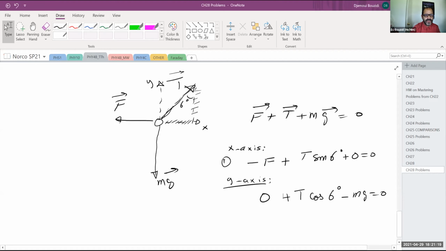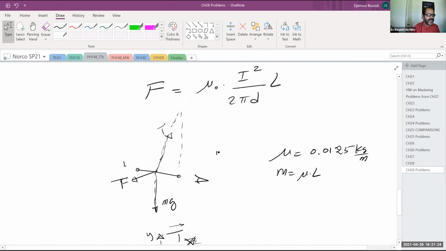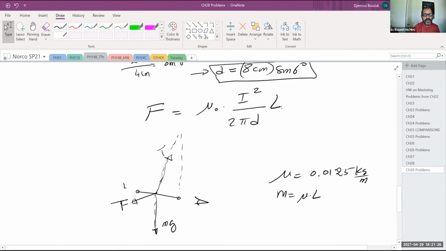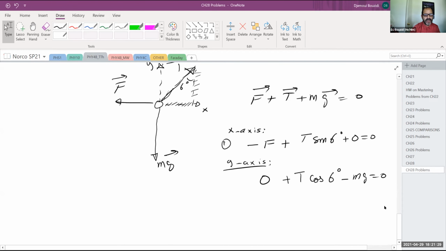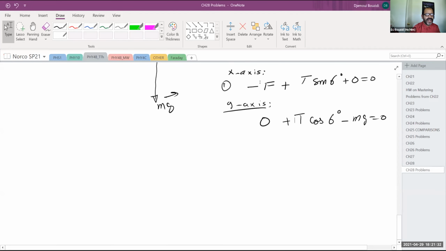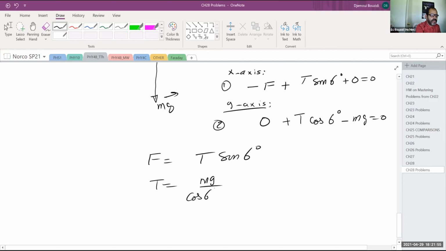So we have everything that we need to solve for this F, except that we have that annoying L in it. Let's see if that L will cancel out. Let's find F from the first equation. F equals T times sine of 6 degrees. But I don't know what T is, so I need to go back to the second equation and find T. The second equation tells me that T is equal to mg over cosine of 6 degrees.